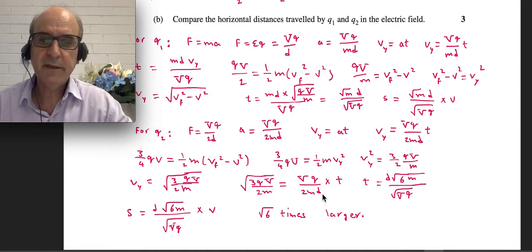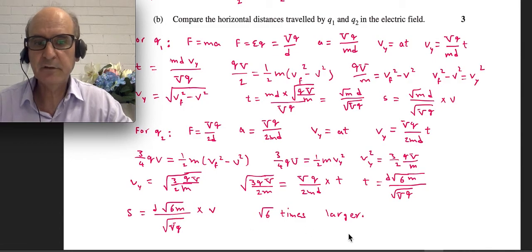Now we compare the S for the first one with the S for the second one. As you can see, this one is root 6 times this. So this goes a horizontal distance which is √6 times the first charge. Thank you for your attention.